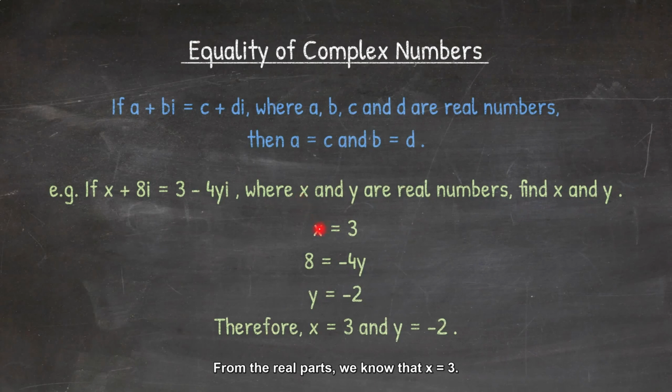From the real parts, we know that x is equal to 3. From the imaginary parts, we know that 8 is equal to minus 4y. As a result, y is equal to minus 2. Therefore, we can conclude that x is equal to 3 and y is equal to minus 2. This is how we can deal with the equality of complex numbers.